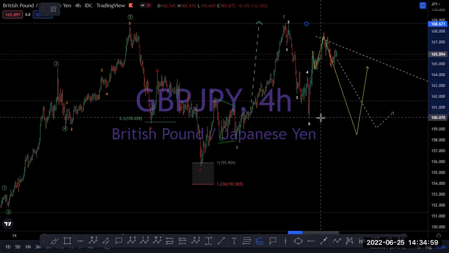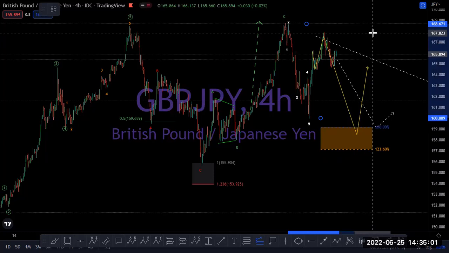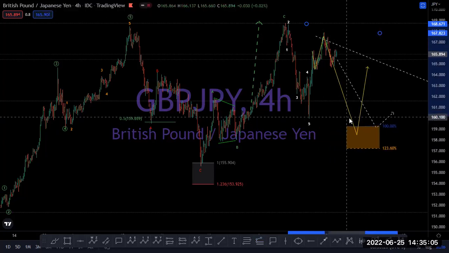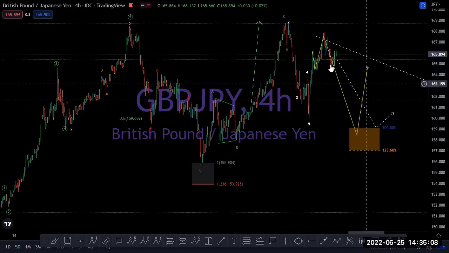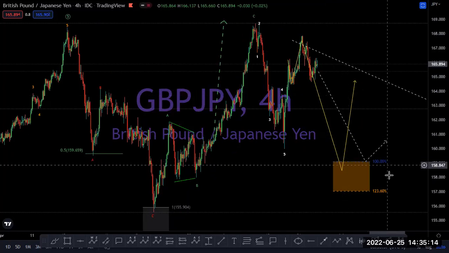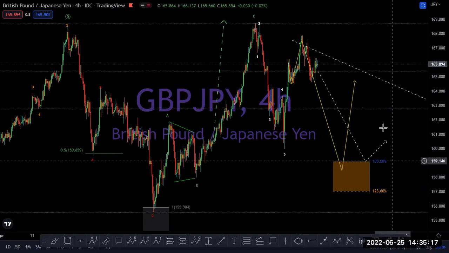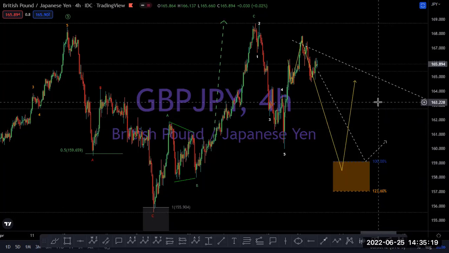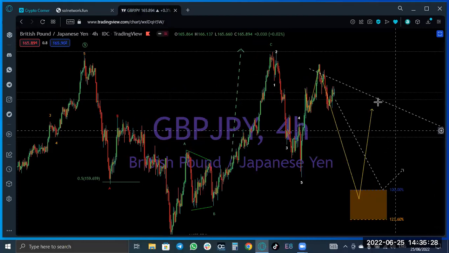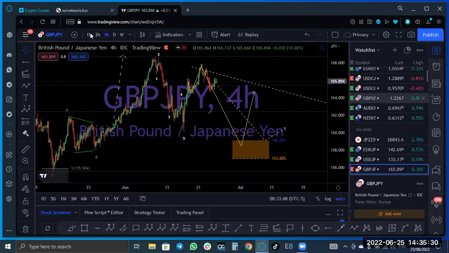A, B, and C. Okay, so if I get a sell setup, we likely see price dropping to 159, 158, 157. So make sure you can recognize the sell setup before you sell. Don't just sell blindly because I say we are expecting a sell. So make sure you know what you are doing.